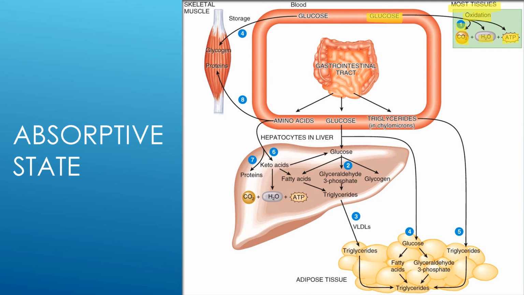Okay, moving on to number 2 here. Here we have the hepatocytes in the liver, and most glucose that enters into the hepatocytes is going to be converted into glycogen. There are also going to be small amounts that may be used for the synthesis of fatty acids and glyceraldehyde 3-phosphate, and these are generally converted into triglycerides in the liver.